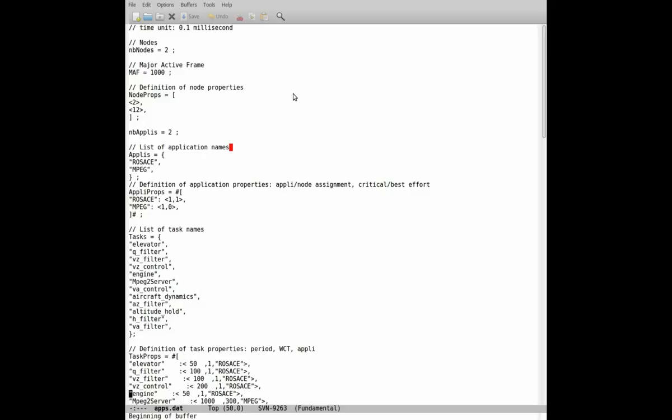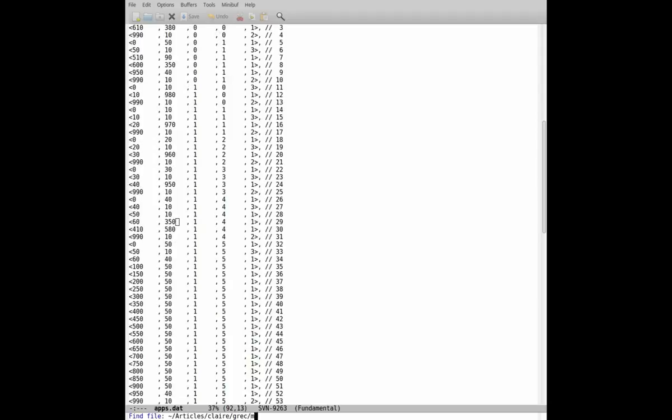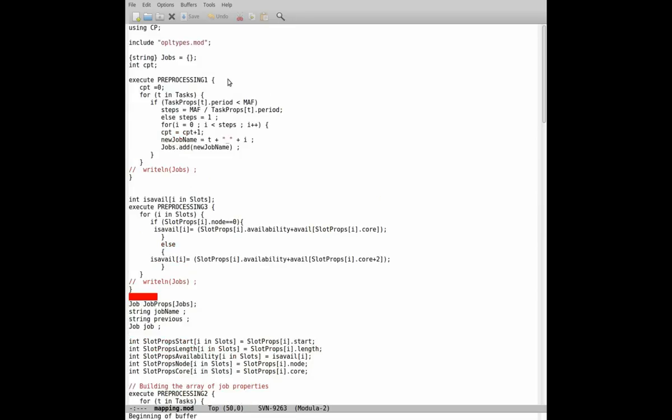Grec is based on constraint programming and on the IBM OPL CPLEX tool. apps.dat is the generated input. We recognize the number of nodes and applications, the list of tasks and the initial 77 slots.